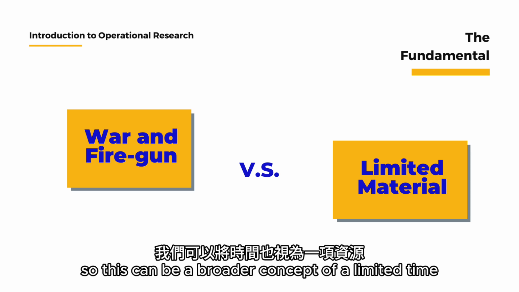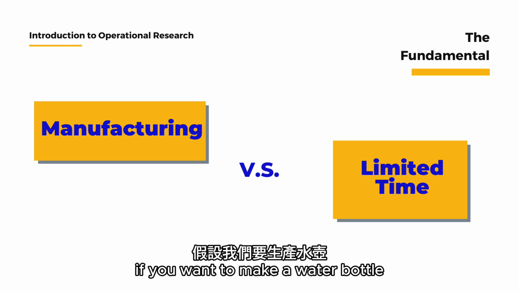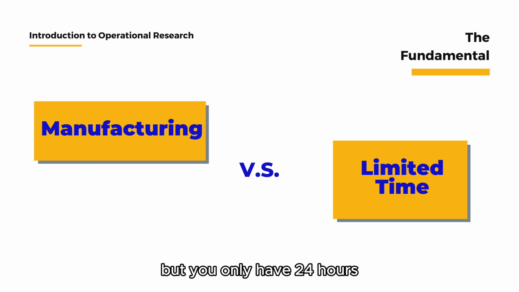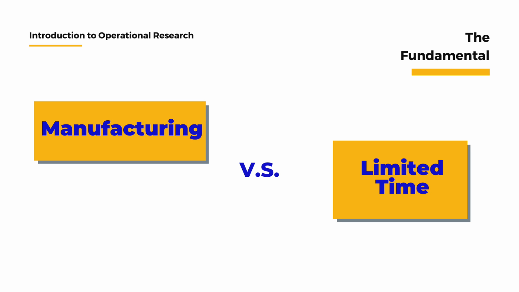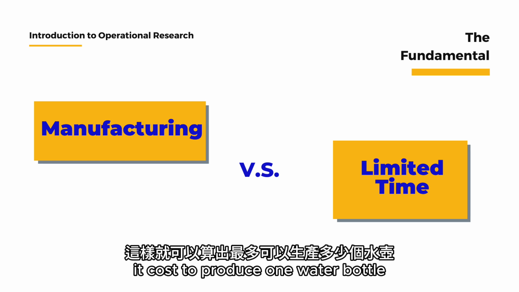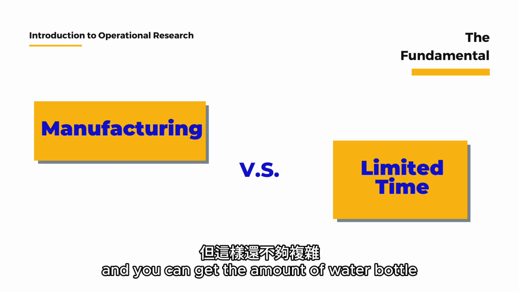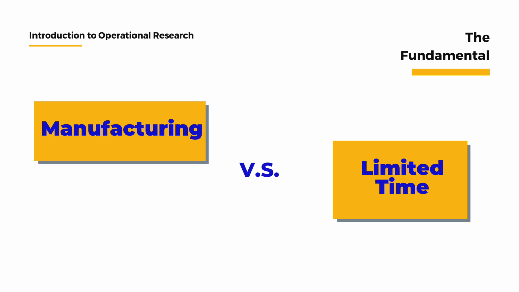So this can be a broader concept of limited time versus manufacturing need. If you want to make water bottles, but you only have 24 hours, how much time does a water bottle take to produce? So 24 hours divided by the time it takes to produce one water bottle gives you the number of water bottles you can produce in 24 hours.